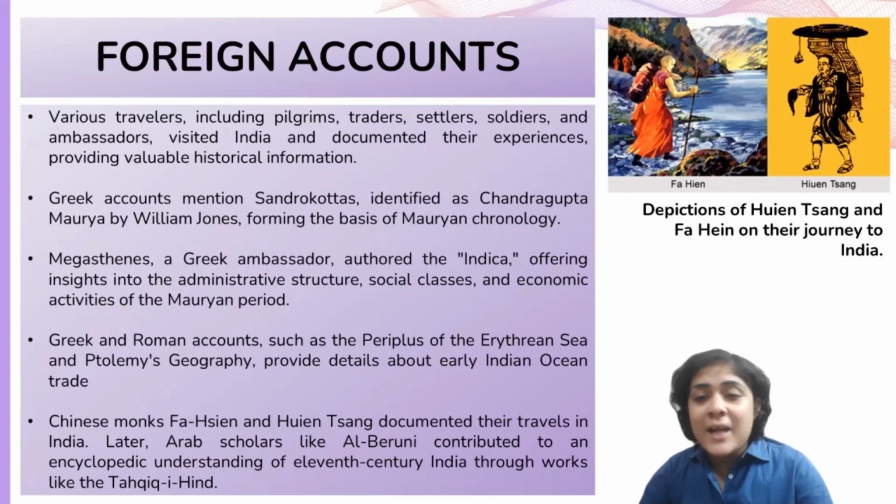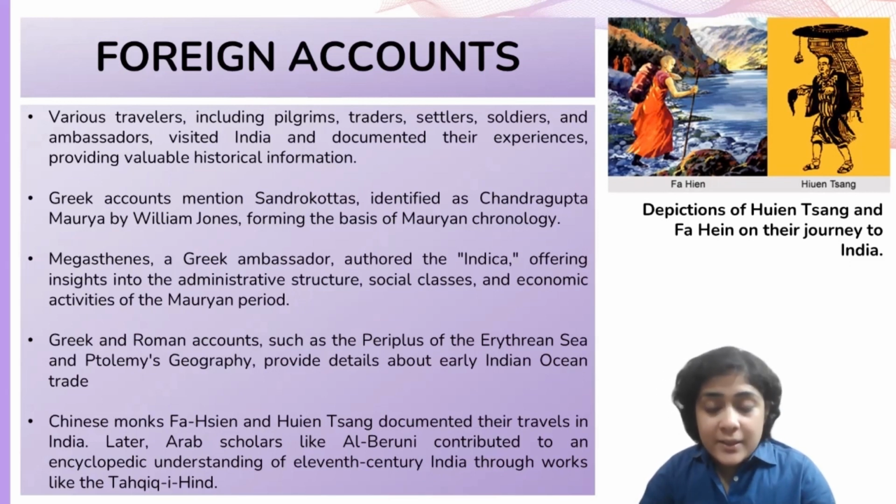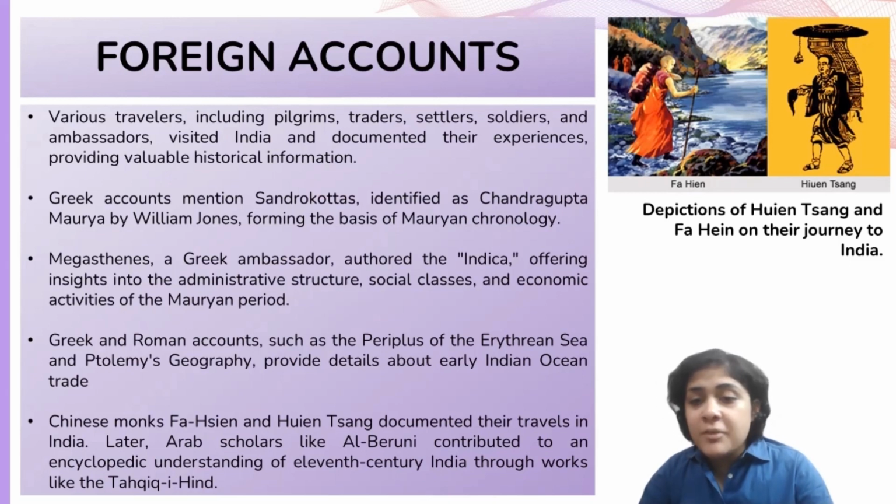Greek writers mentioned Sandrocotus, believed to have met Alexander when he was young. In the 18th century, William Jones identified Sandrocotus as Chandragupta Maurya, forming the basis for modern chronology. Seleucus's envoy Megasthenes authored the Indica, chronicling his time at the court of Chandragupta Maurya as a Greek ambassador. Although the original text is lost, later references allowed scholars to reconstruct aspects of Mauryan administration, social classes, and economic activities. Greek and Roman accounts also provide information about early Indian Ocean trade.